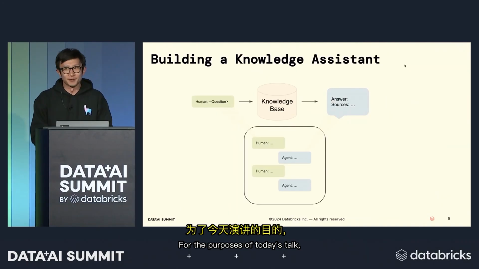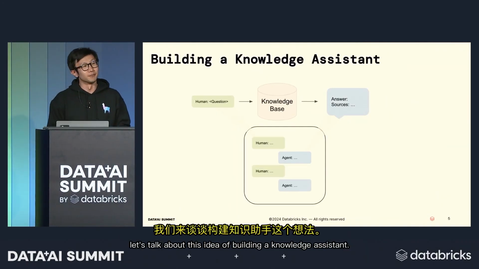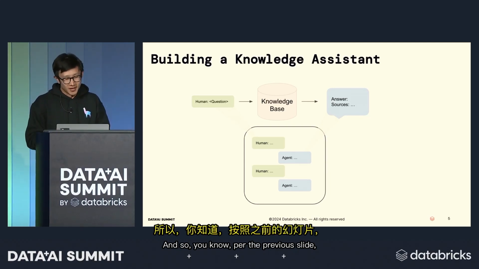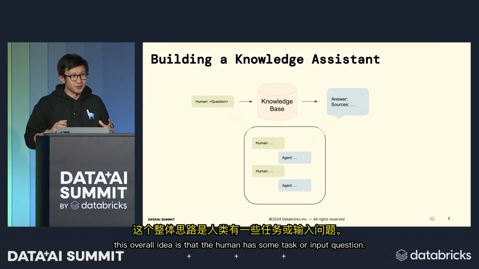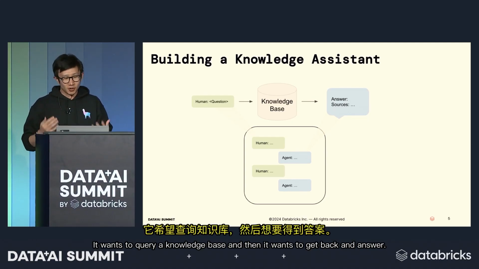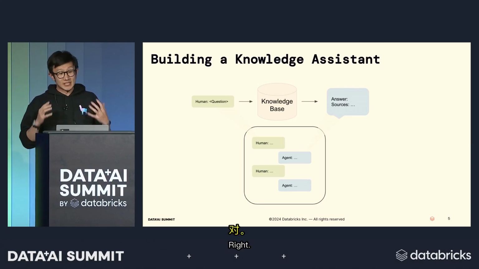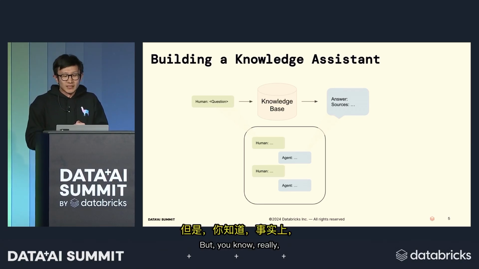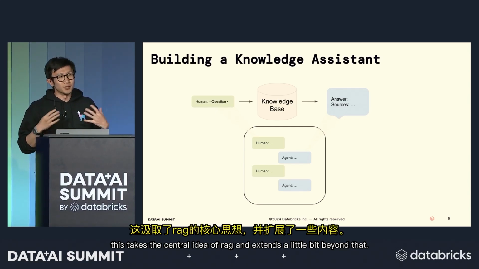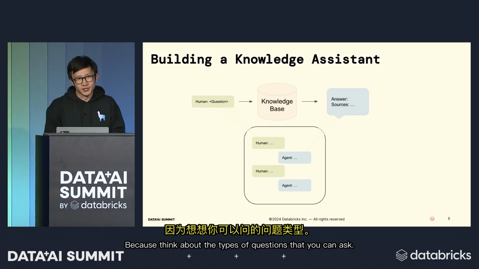For the purposes of today's talk, let's talk about this idea of building a knowledge assistant. Per the previous slide, the overall idea is that the human has some task or input question. It wants to query a knowledge base, and then it wants to get back an answer, right? It's a very simple concept, but this takes the central idea of RAG and extends a little bit beyond that. Because think about the types of questions that you can ask.